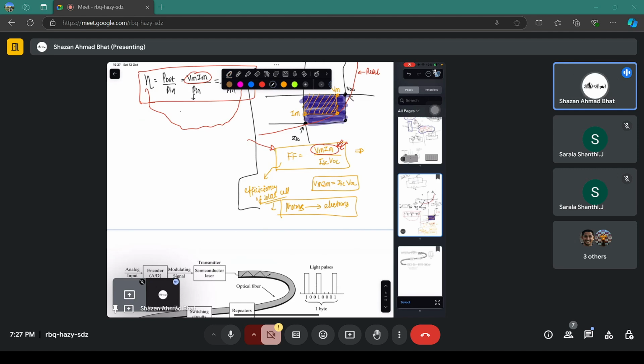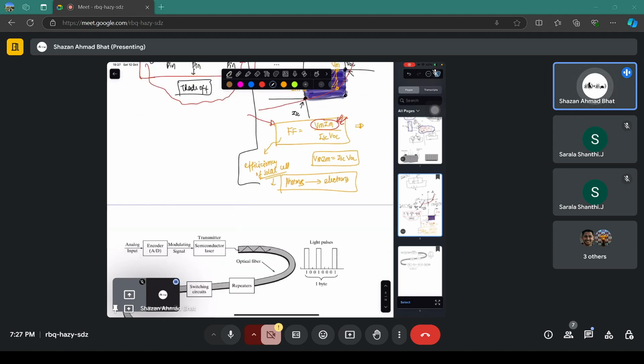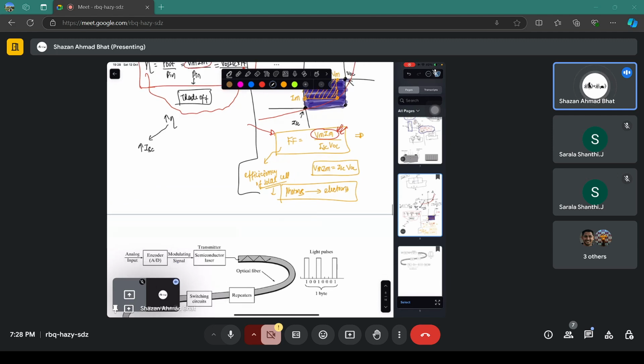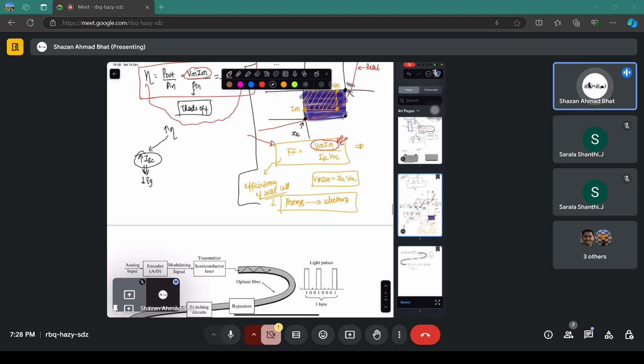But there is a trade-off. Trade-off means if you increase one thing, other things are affected. Let's say if you want to increase the efficiency of a solar cell, you will see that you can increase the short circuit current. Okay, but for increasing the short circuit current, you can reduce the band gap of the solar cell, because what does this depend upon?